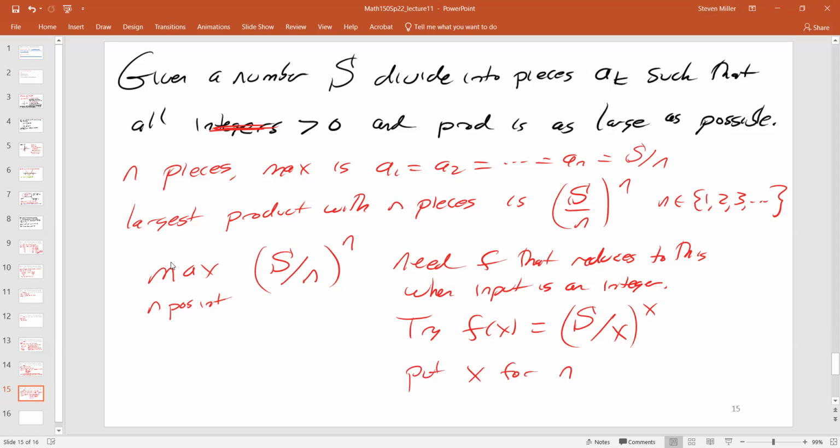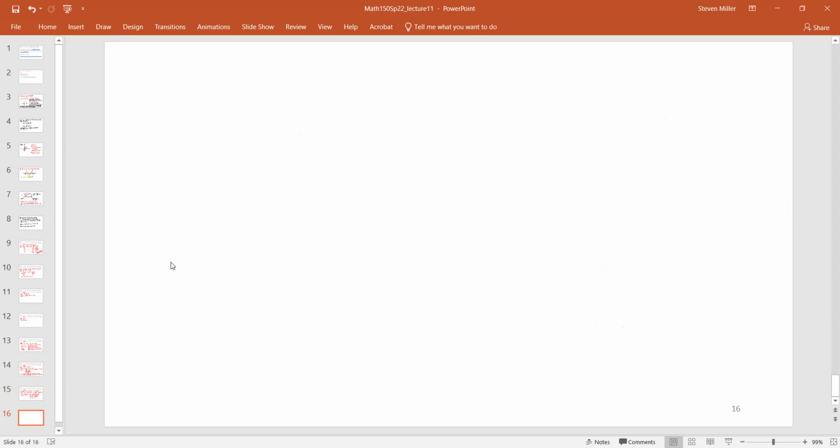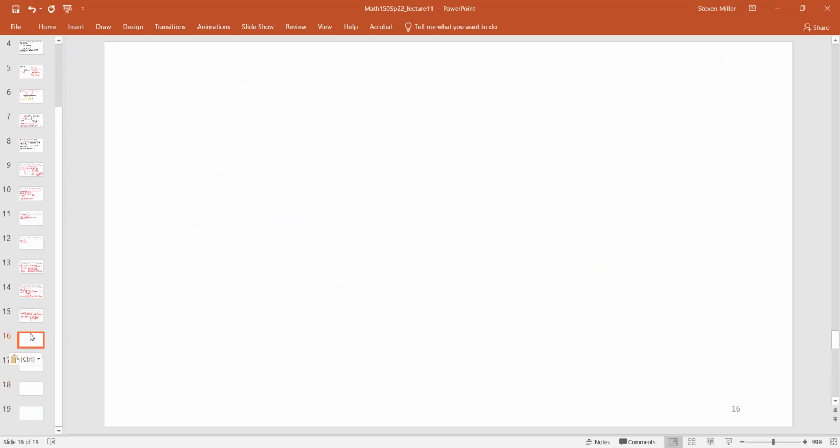And we want to just find where this function is largest. So we need to maximize this function. So we want to maximize over x the function f of x, or maximize over x, (s/x)^x.